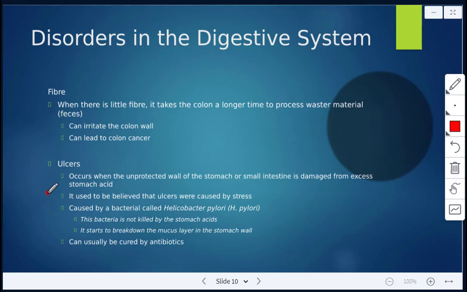It used to be believed that ulcers were caused by stress, but they are actually caused by a bacterial cell called Helicobacter pylori, or H. pylori. This bacteria is not being killed by the stomach acids, and it starts to break down the mucus layer in the stomach wall. Usually, just taking antibiotics will cure the ulcer.